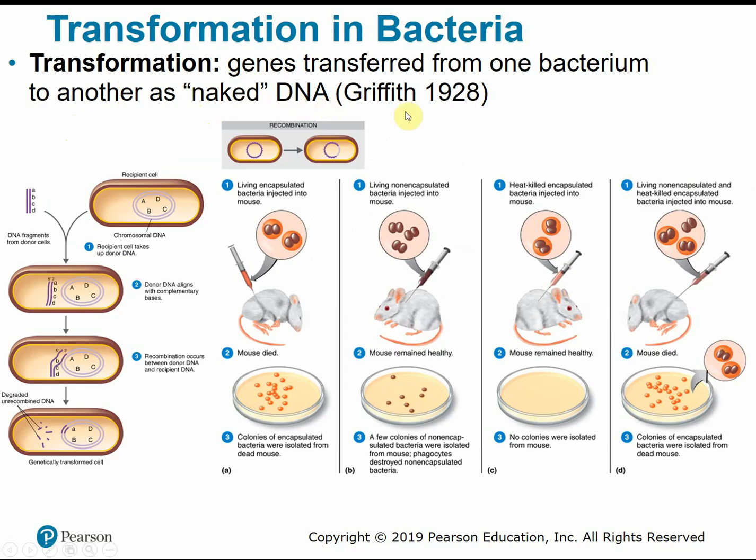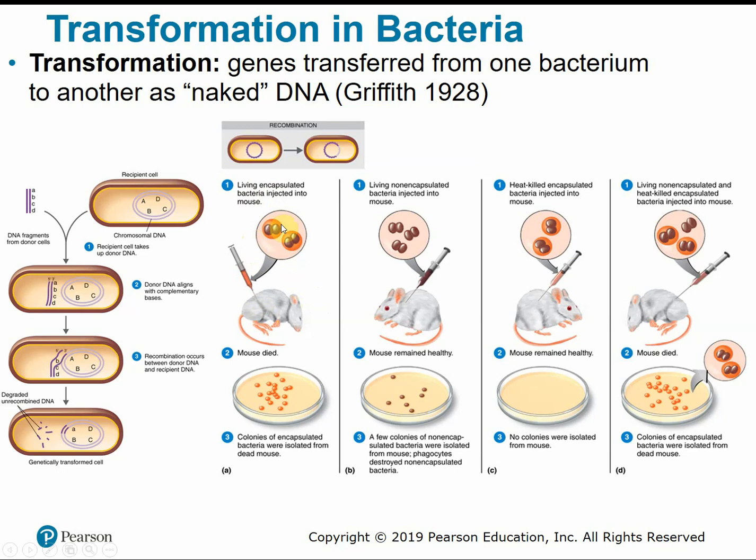Griffith's experiment in the 1920s showed that genes from dead bacteria could enter living cells and change them genetically so that their offspring became more virulent. So we have a living encapsulated bacteria that's injected into a mouse.